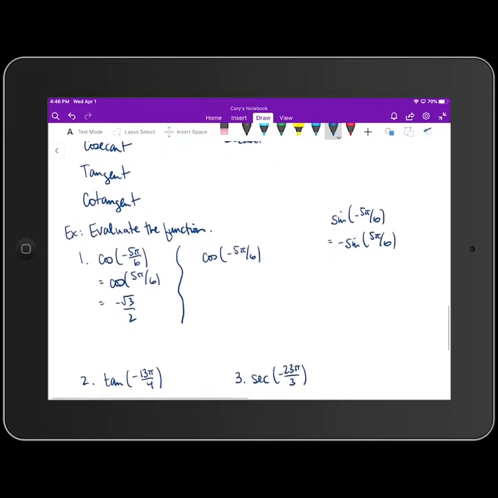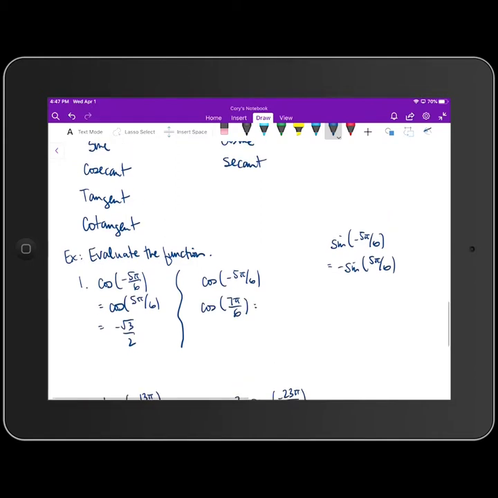Okay, so what I'm going to do instead is, because the angle that we're given, negative 5 pi over 6, is not between 0 and 2 pi, I'm going to find an angle between 0 and 2 pi that is coterminal with that angle. So to find an angle that is coterminal with negative 5 pi over 6, I'm going to add 2 pi, which is like adding 12 pi over 6. So negative 5 pi over 6 plus 12 pi over 6 is going to be 7 pi over 6.